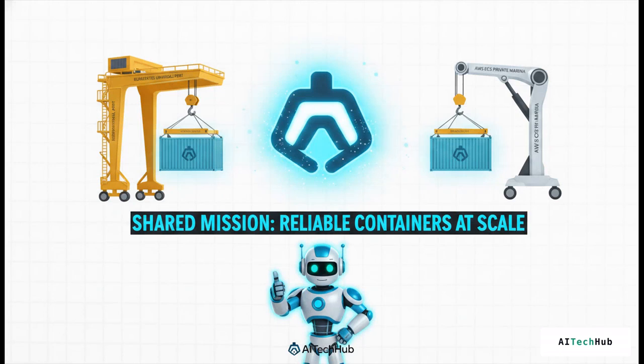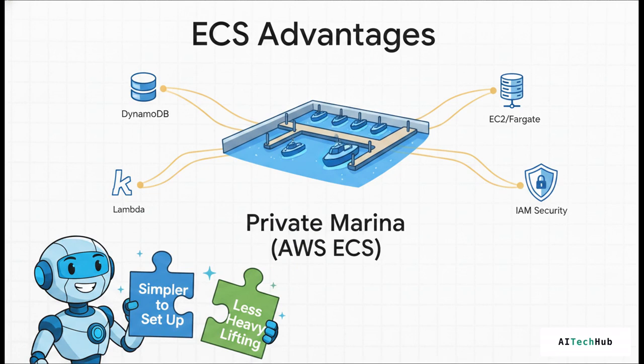Now, despite these vastly different operational realities, don't forget that both platforms share the exact same underlying mission: running your Docker containers reliably and doing it at scale. At the end of the day, whether you use the universal port or the private marina, your application is going to run. The real divergence happens in how they pull that mission off. While Kubernetes uses concepts like pods and deployments to manage those containers, ECS introduces an entirely different vernacular and a totally different set of integrations. And honestly, that brings us to some of the most compelling reasons you might actually want to choose the marina. If you're already building inside the AWS ecosystem, the advantages of ECS are, well, they're deeply compelling.